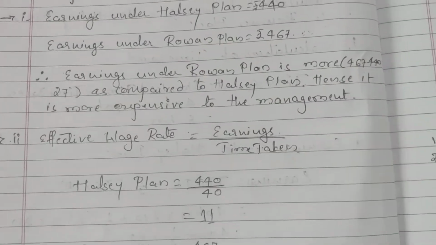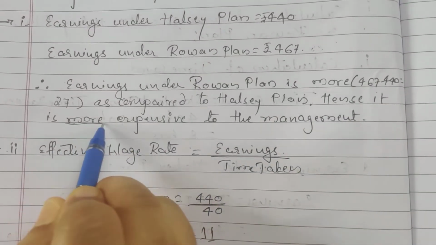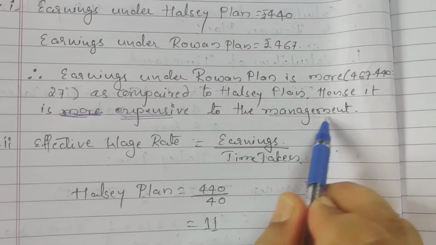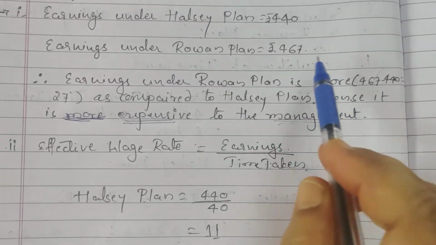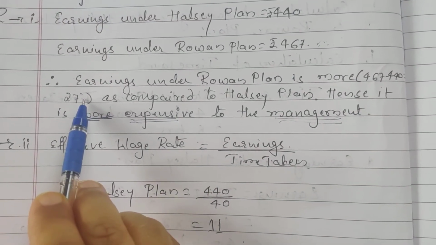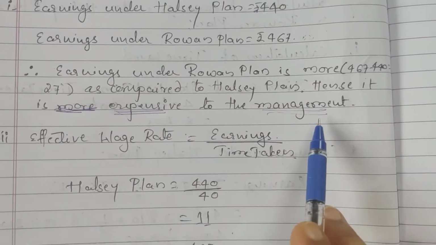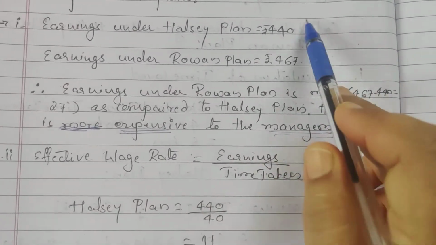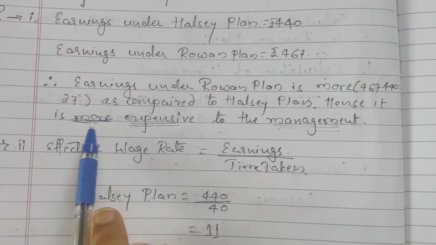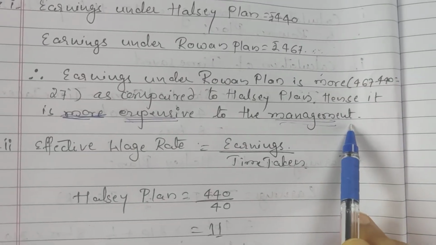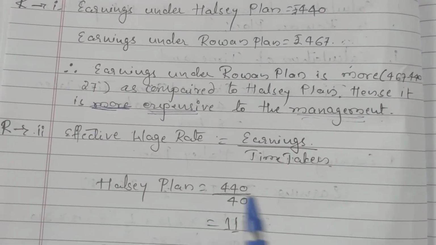Hence, it is more expensive to the management. What do you have to say? It is more expensive to the management. Per worker, you have to pay 27 rupees more. So it is more expensive to the management. You have to compare both the earnings, and then you have to give the reason. More expensive to the management: it is the first reason.